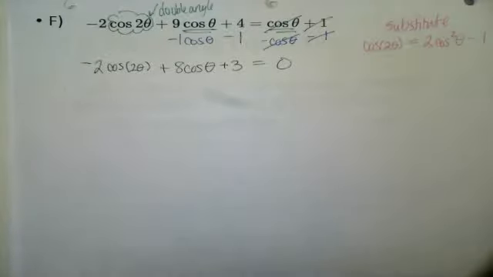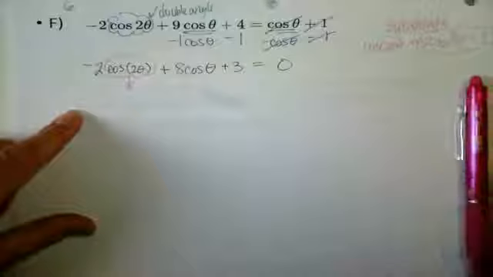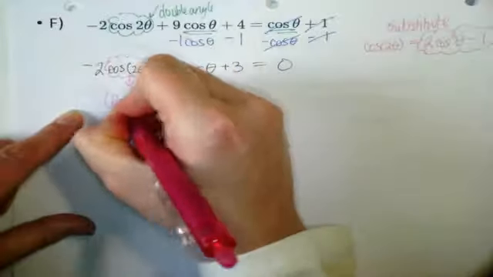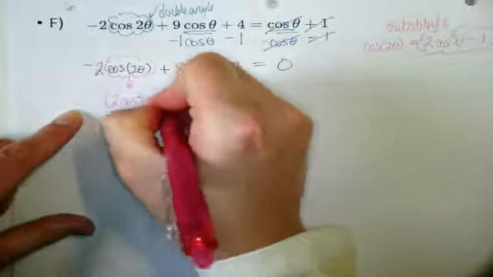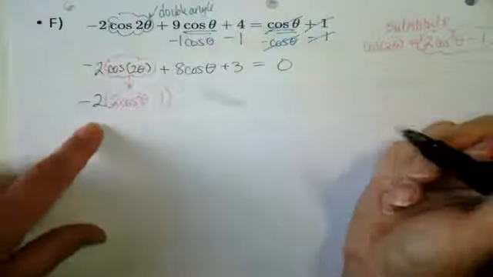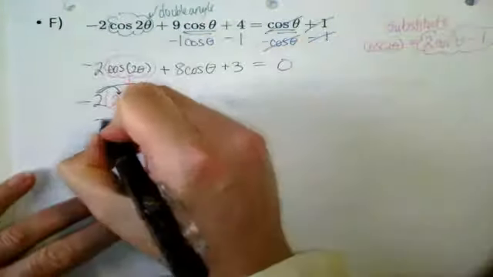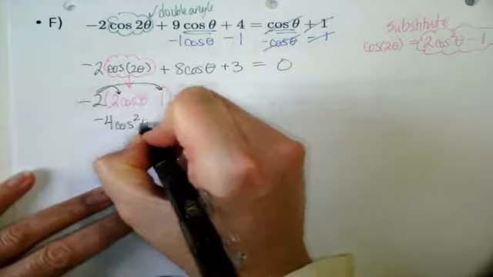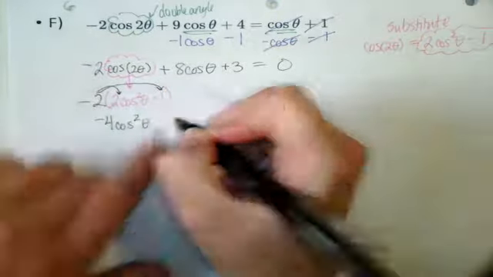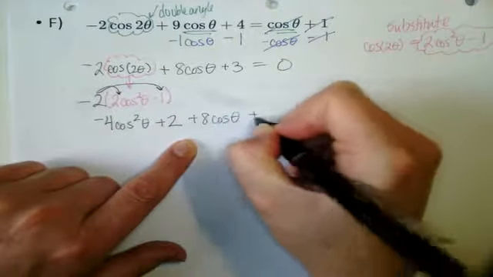If we can write it with just 1 function, that's the best thing. So I'm going to trade out cosine of 2 theta for 2 cosine squared theta minus 1. And remember, that's being multiplied by -2, so I need to remember to distribute that -2. That's going to give me -4 cosine squared theta. -2 times -1 is +2. Plus 8 cosine of theta plus 3 equals 0.